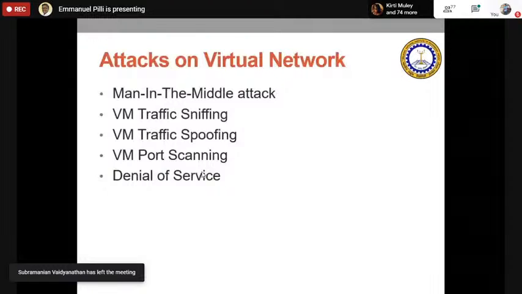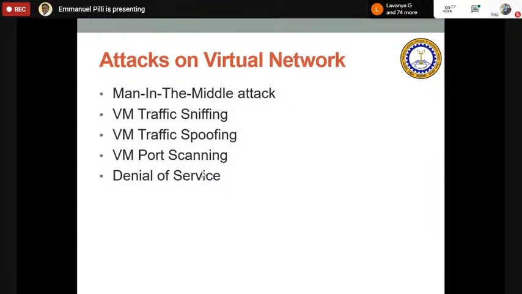So these are the attacks on virtual network: man in the middle attack, traffic sniffing, spoofing, port scanning. Most of the attacks look like they are denial of service, they are network security attacks, right? Even if you look at that. So in fact, when we started working, I raised an important question to my student. Are you working on cloud security or are you working on network security? Now, if you look at it, what is the difference between a cloud security and a network security? Technically speaking, what is the difference between network security and cloud security?